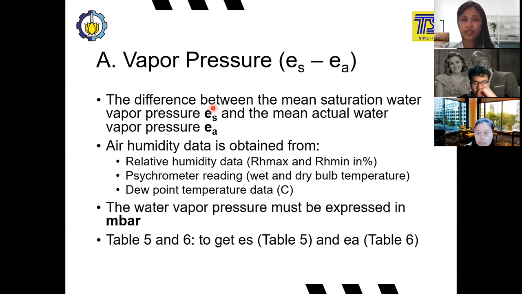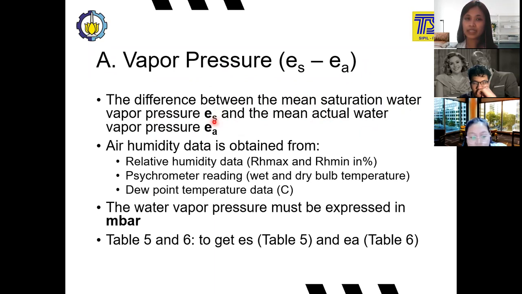For vapor pressure, the focus is on table 5 and table 6. Oh, why is my internet connection unstable? It's 4G. And the difference between the mean saturation water vapor pressure, ES, and the mean actual water vapor pressure, EA.